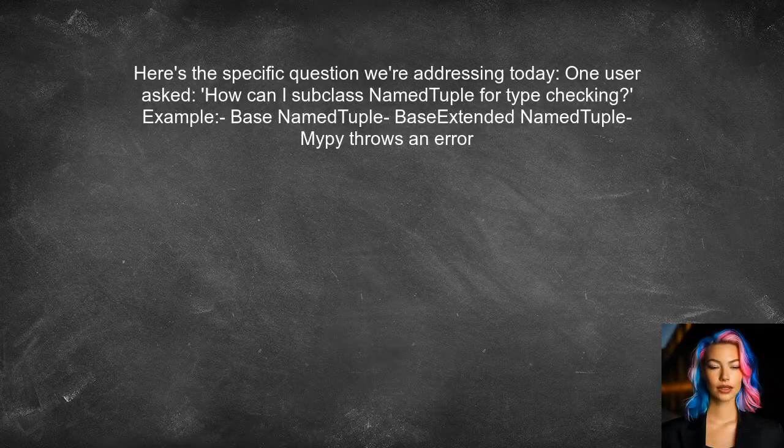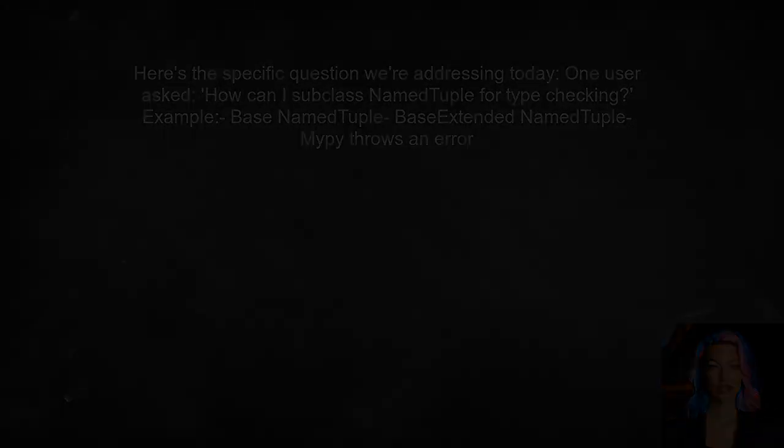Here's the specific question we're addressing today. One user asked, how can I subclass NamedTuple for type checking? They provided an example where they have a base NamedTuple and a base extended NamedTuple. But MyPy throws an error when trying to use base extended where base is expected. Sound familiar? Let's explore this together.